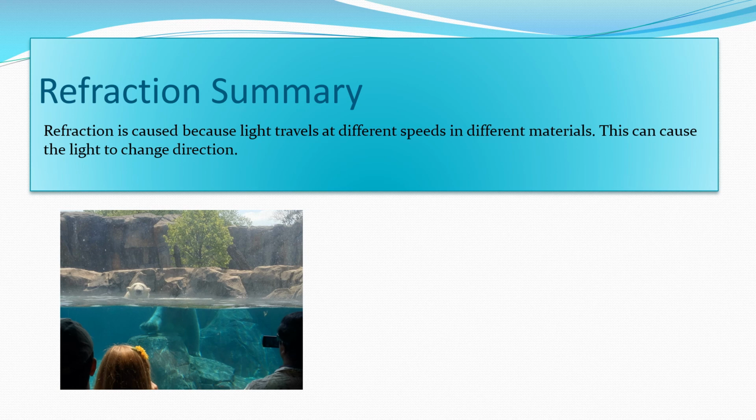Okay, just a little summary. Please remember that refraction is caused because light travels at different speeds in different materials, and this can cause the light to change direction. Remember it doesn't always change direction. It doesn't change direction if it was entering or exiting the block of glass or whatever at a 90-degree angle. So if you're ever asked for the definition of refraction, this is it. Refraction is caused because light travels at different speeds in different materials, and this can cause the light to change direction.